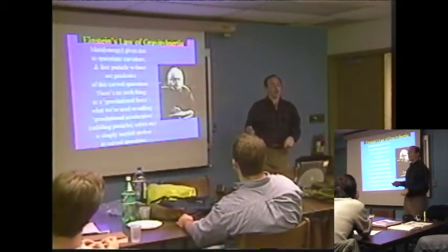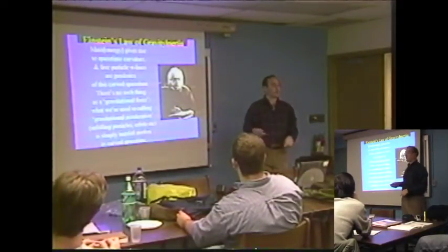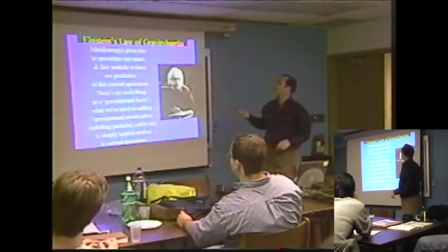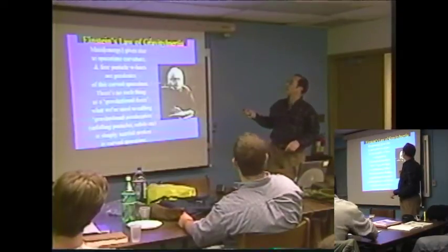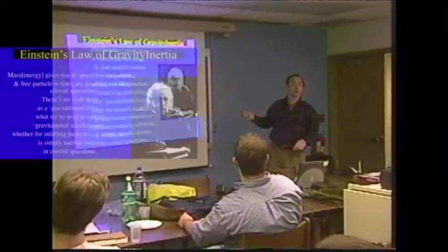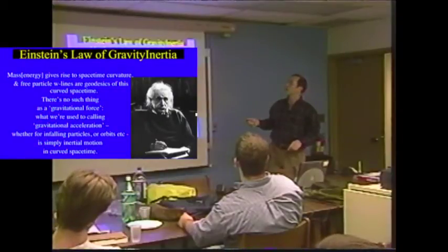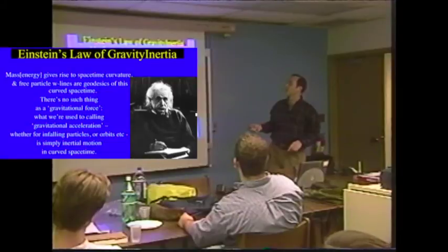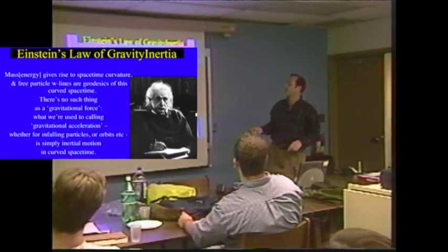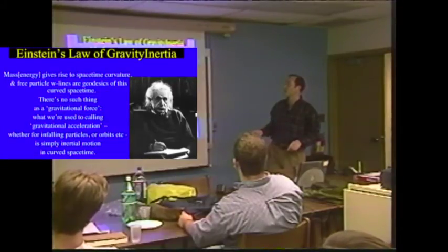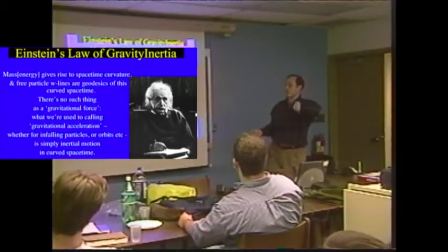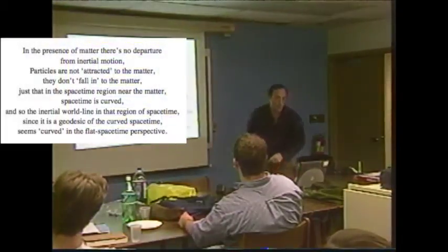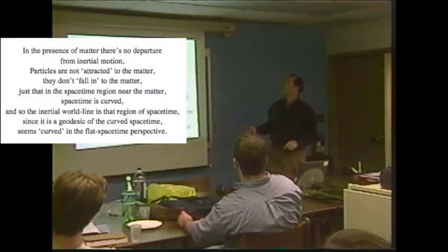Okay, just to kind of recap, and I think you have this in the notes, Einstein's law of gravity inertia. It's not that this term really appears in the literature, I'm just kind of using it. Mass energy gives rise to space-time curvature. Free particle world lines are geodesics of this curved space-time. There's no such thing as a gravitational force. What we're used to calling gravitational acceleration, whether in falling particles or orbits, is simply inertial motion in curved space-time. In the presence of matter, there's no departure from inertial motion.